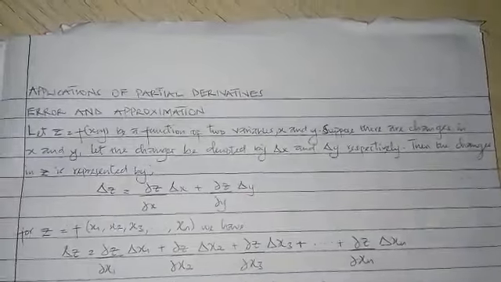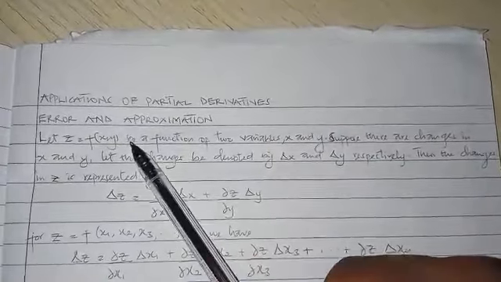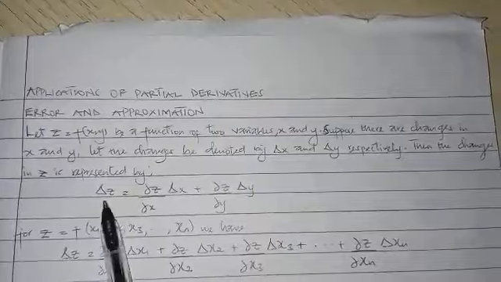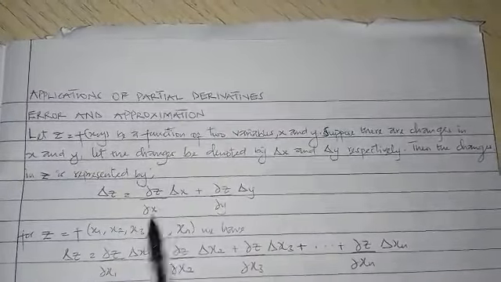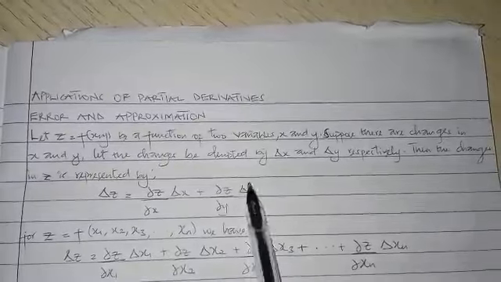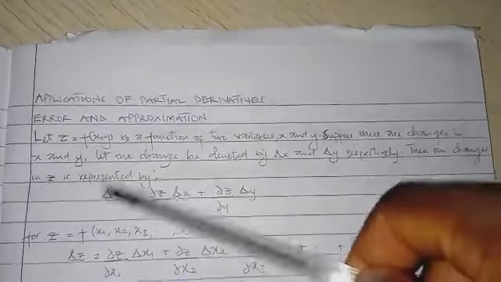So z is a function of x and y. If x and y change, then there will also be a corresponding change in z. So now that change in z is given as partial z over partial x delta x plus partial z over partial y delta y. This is kind of like the total differential, just that we're using delta now where we had the normal d.